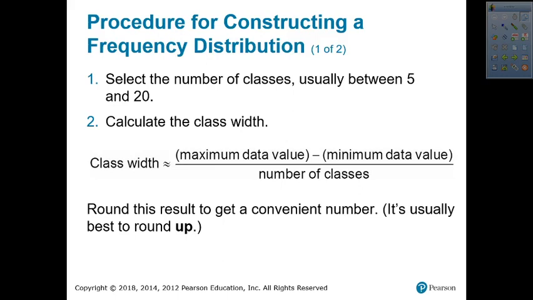It doesn't have to be exactly that number. You can round to a convenient number. So if you do this operation and you get something like 10.5, you want to use a class width of 11. But if that's too inconvenient, you might want to use a class width of 12 or 15. Just know that that may affect your number of classes.